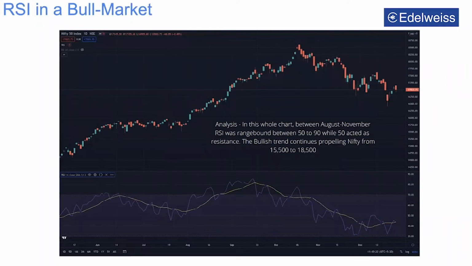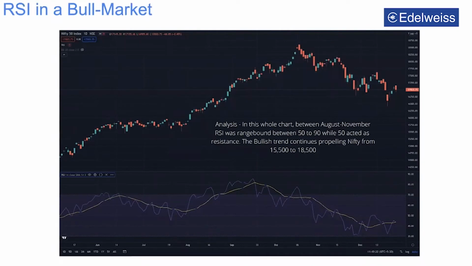50 acted as quite a bit of support, and the levels were quite above 70 to 90. So the RSI was very strong. Such were the markets, which propelled, like you can see how such heavy buying was seen in the market. 15,000 was when we started the chart, and now we are onwards of up to almost 18,000. So of course, it's like in August or November when the Nifty made a new high. So this is how RSI in a bull market looks like.